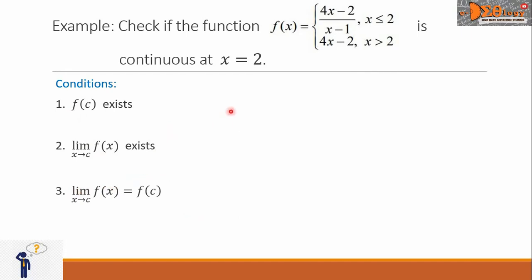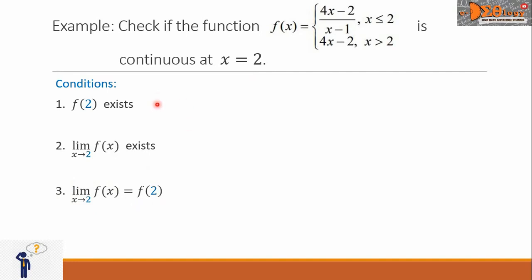In this problem, the value c is the number 2, so we substitute it here. So we say now that in condition 1, f of 2 must exist in the function. Number 2, the limit of f of x as x approaches 2 must exist. Condition 3, the limit of the function as x approaches 2 is equal to f of 2.